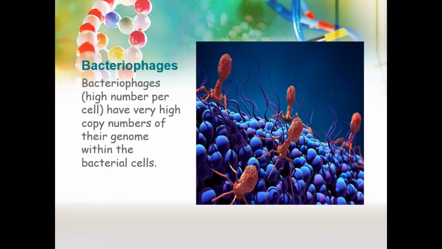So there are two reasons why we select bacteriophages as the cloning vector. First, they have high copy number per cell, and second, we can integrate large DNA fragments in their genome. So due to these two reasons, bacteriophages are also preferred cloning vectors used for prokaryotes.